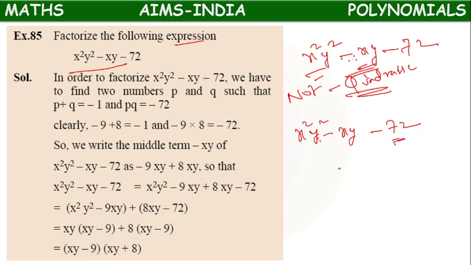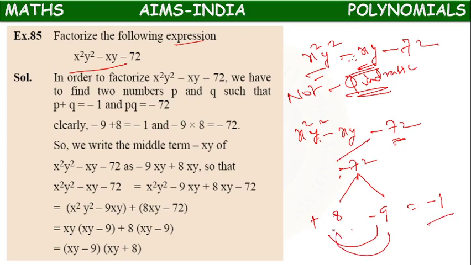So here 72, we need 72. We can split 8 into 9 such that sum will be equal to minus xy, minus 1. Minus 1 means what we have to take? Minus 9 plus 8. So that product is equal to minus 72. Sum is equal to minus 1. So middle term minus xy, we are splitting into minus 9xy plus 8xy. First two one group, next two one group.